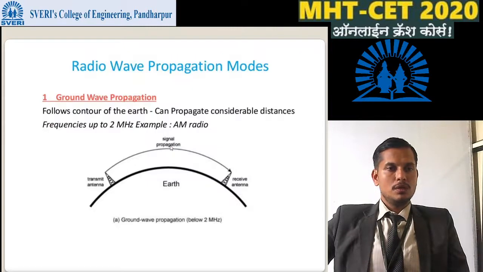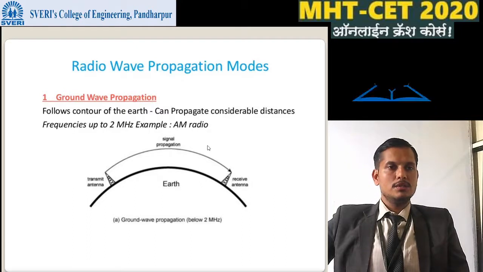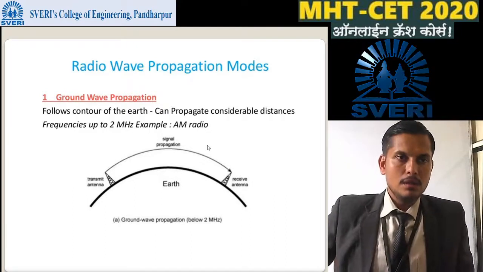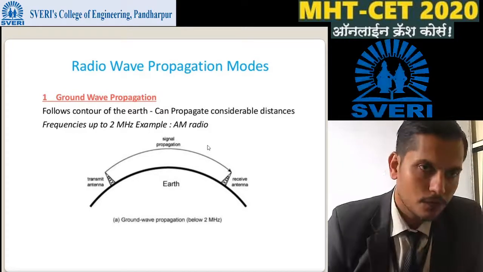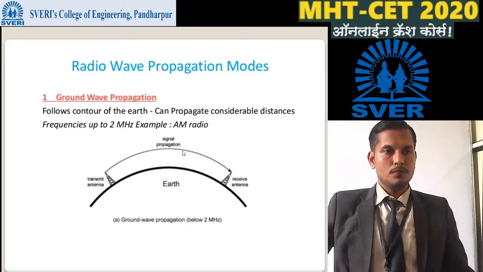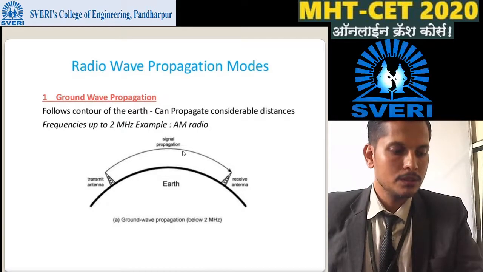So let us move to the next point, that is ground wave propagation. This is under radio wave propagation modes. Different propagation modes are there, that is the passing of signals from one point to another point. So first is ground wave propagation.